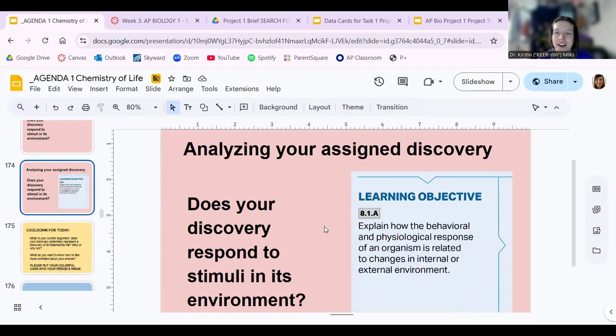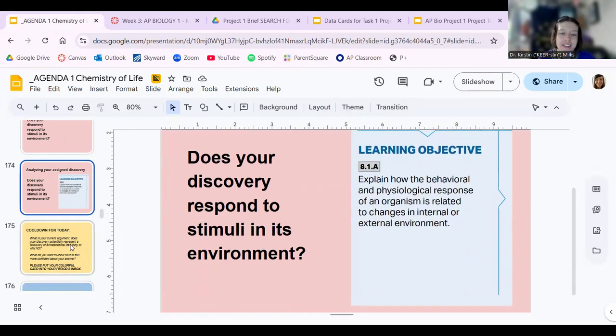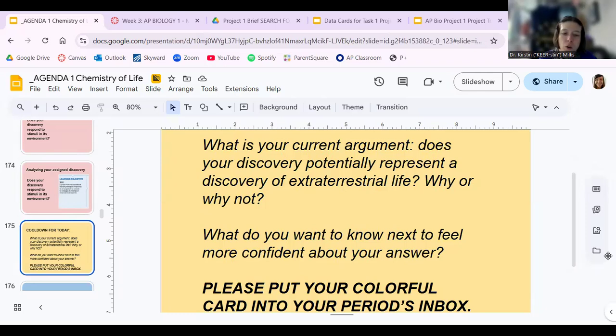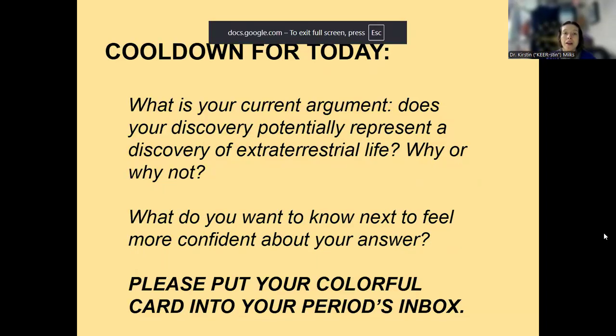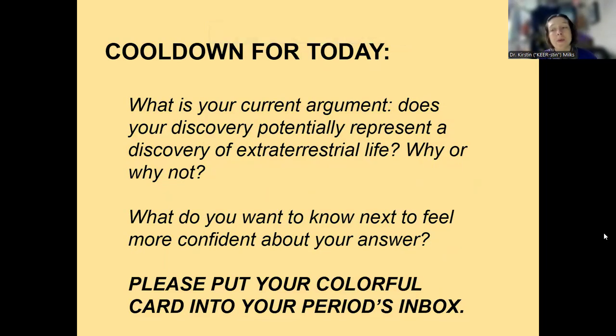It's going to be something where you are going to have a sense of what's happening, and it is going to be quite all right. So the cool down for today is your current argument. Again, if you are absent, you might need to go look at the thing that your group was assigned. What's your current argument? Does your discovery potentially represent a discovery of extraterrestrial life? Why or why not? What do you want to know next to be more confident about your answers?